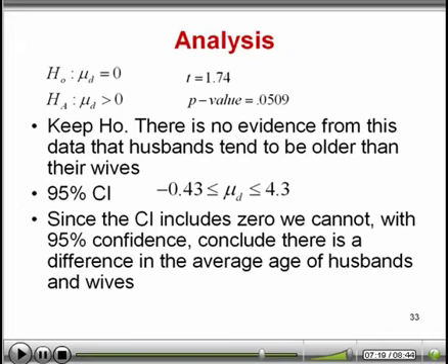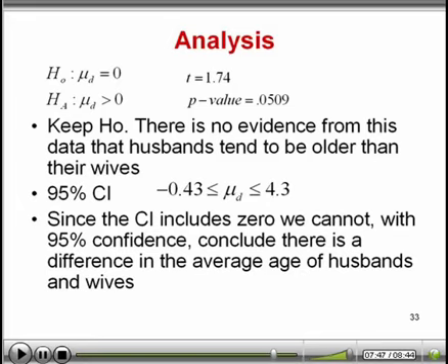Here I am presenting the results that I got by loading this data into StatCrunch and running a paired t-test followed by a 95% confidence interval. Since the question asked if there is evidence that husbands tend to be older than their wives, I decided to use a one-sided test, and I made sure I specified this when I ran StatCrunch.